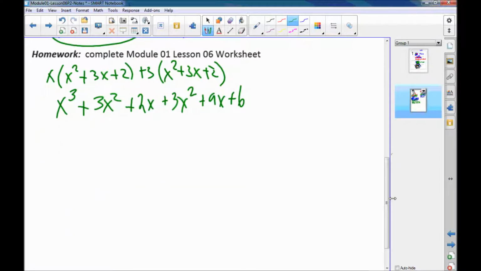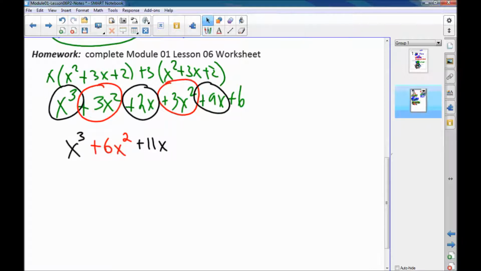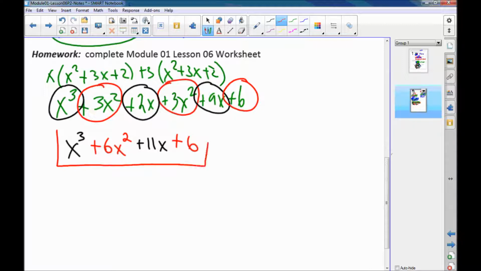All right, so now all we got left is to combine the like terms. So there's an x cubed all by himself, so I'll bring him down. He has no buddies. But there is a plus 3x squared and a plus 3x squared. Those two add up to plus 6x squared. And there's a plus 2x and a plus 9x, and those two add up to 11x. And then the 6 has no buddy, so we just bring him down. Okay, that's everybody circled, so we did them all. And here's our final answer. X cubed plus 6x squared plus 11x plus 6.